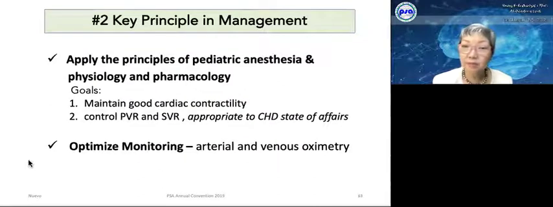Second principle is always apply the basic principles of pediatric anesthesia, our applied physiology, and our knowledge in pharmacology. Always maintaining good cardiac contractility and reminding ourselves about the PVR-SVR relationship across the shunt, and do the appropriate management depending on the state of affairs of that congenital heart lesion.